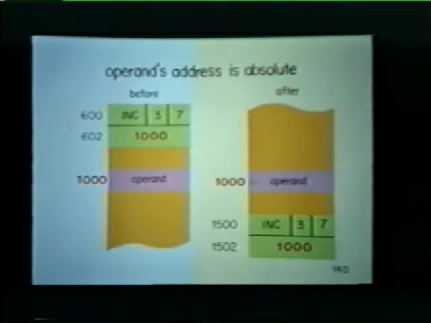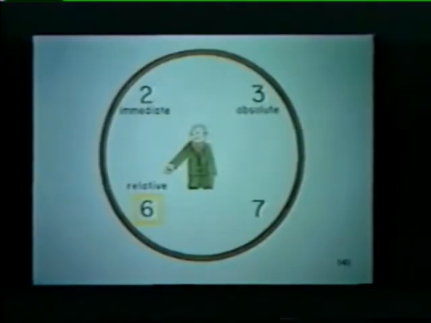In other words, the address of our operand does not depend on where the instruction is stored in memory. The operand's address is absolute. Hence, we call this the absolute addressing mode. We've now covered two of the four special PC modes. Now, let's go on to the relative addressing mode.